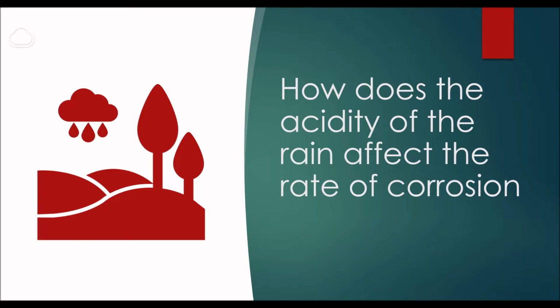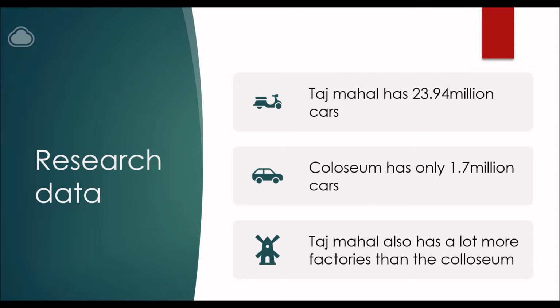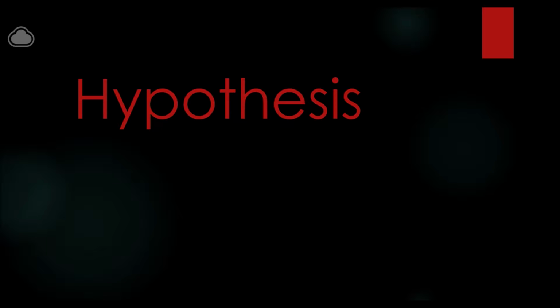According to my research, in the area where the Taj Mahal is located, Uttar Pradesh, the number of factories is a lot more than that in Rome. From my research, I also know that the number of cars in Rome is 1.7 million, and in Uttar Pradesh, there are approximately 23.94 million cars. This all goes to show that the amount of pollution in Uttar Pradesh is a lot more compared to Rome.